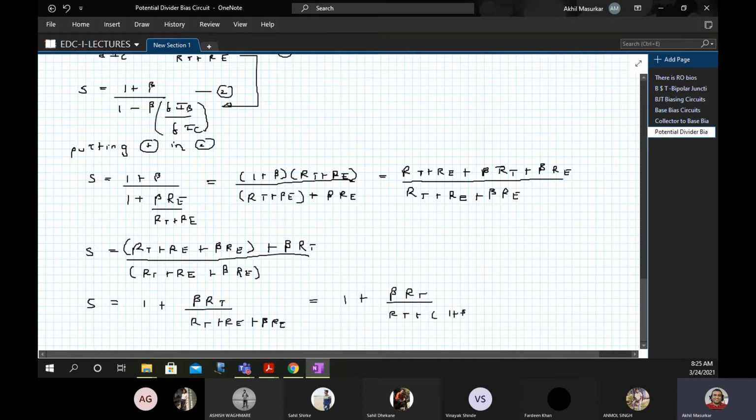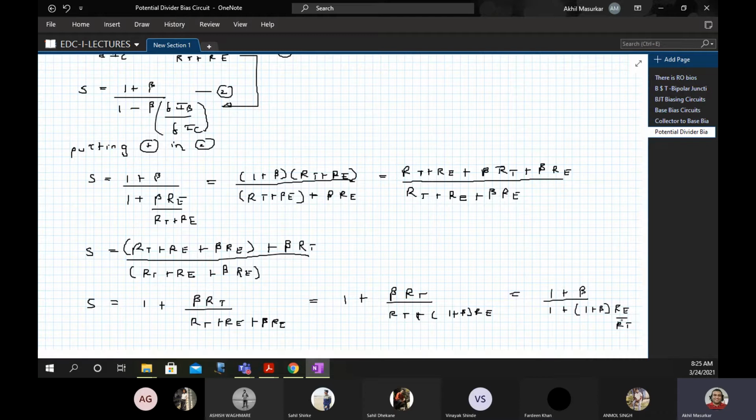1 plus beta RE. So if I divide by RT now, what I'm going to get here is 1 plus beta upon 1 plus 1 plus beta times of RE upon RT. So this is what I'm going to get.